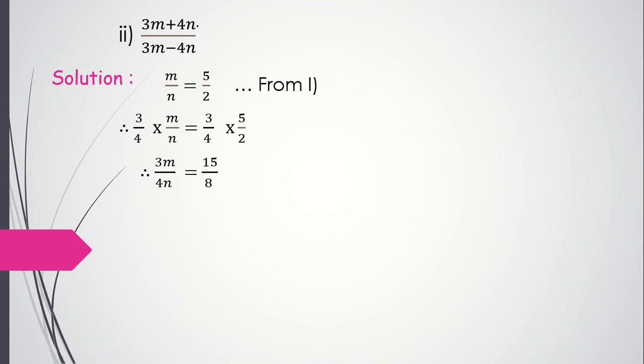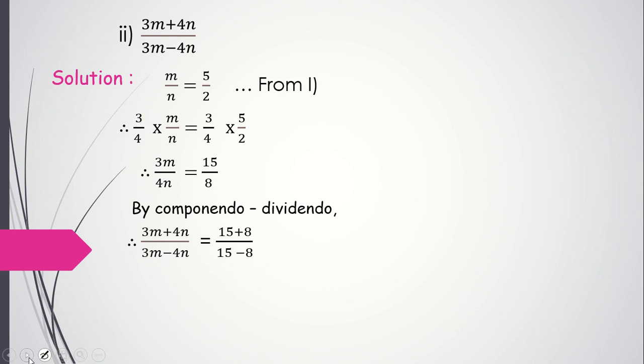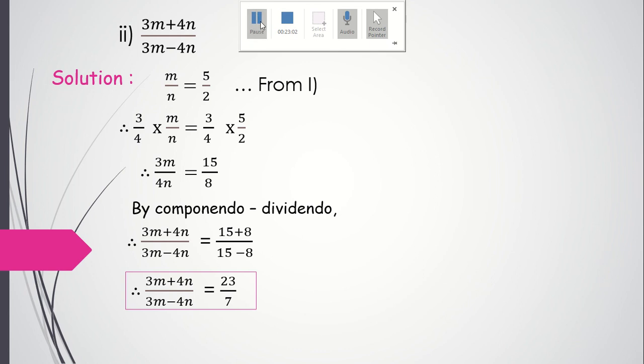Now componendo dividendo, since plus minus is there. By componendo dividendo we will get 3m plus 4n upon 3m minus 4n is equal to 15 plus 8 upon 15 minus 8. So 3m plus 4n upon 3m minus 4n is equal to 23 upon 7. Let's proceed.